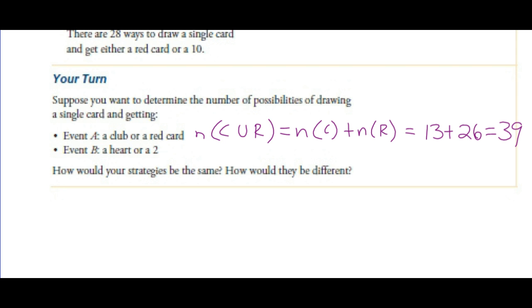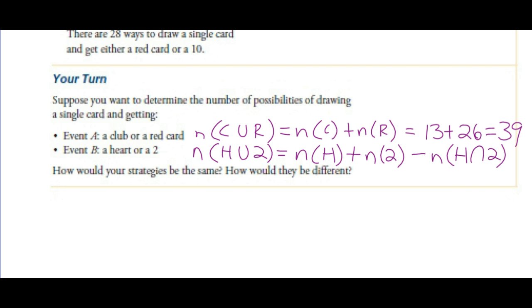A heart or a 2. So the number, heart or 2, is a union. It's the number of hearts plus the number of 2s. Are there any 2s which are also hearts? So it's going to be minus the number that are hearts and 2, right, or the intersection. So how many hearts are there? How many 2s? How many 2 of hearts are there? Okay, so there are 16 cards that match that, right? It's a heart or a 2.